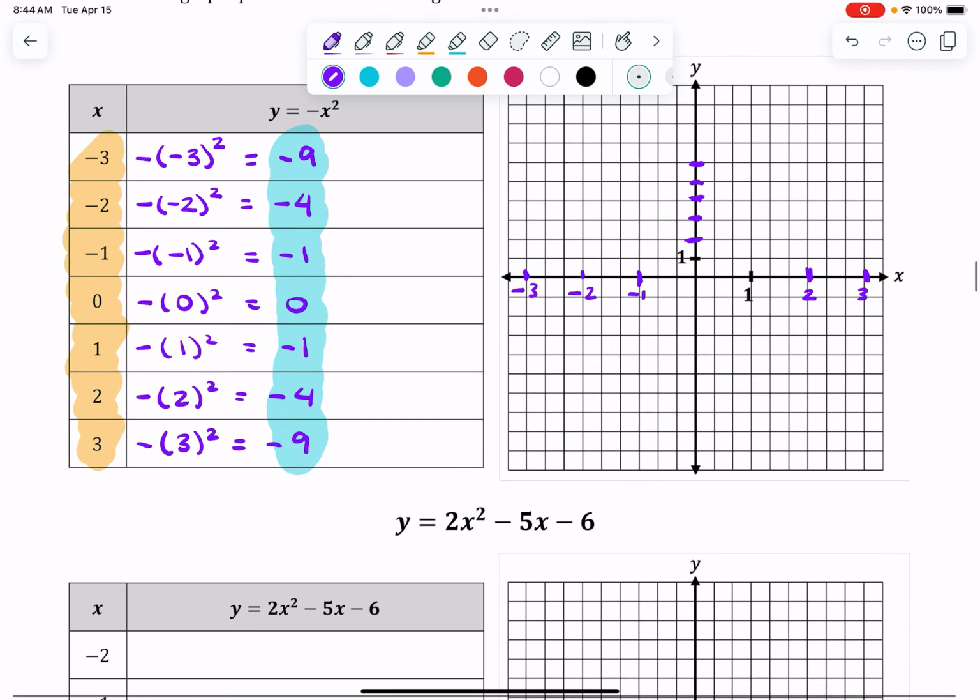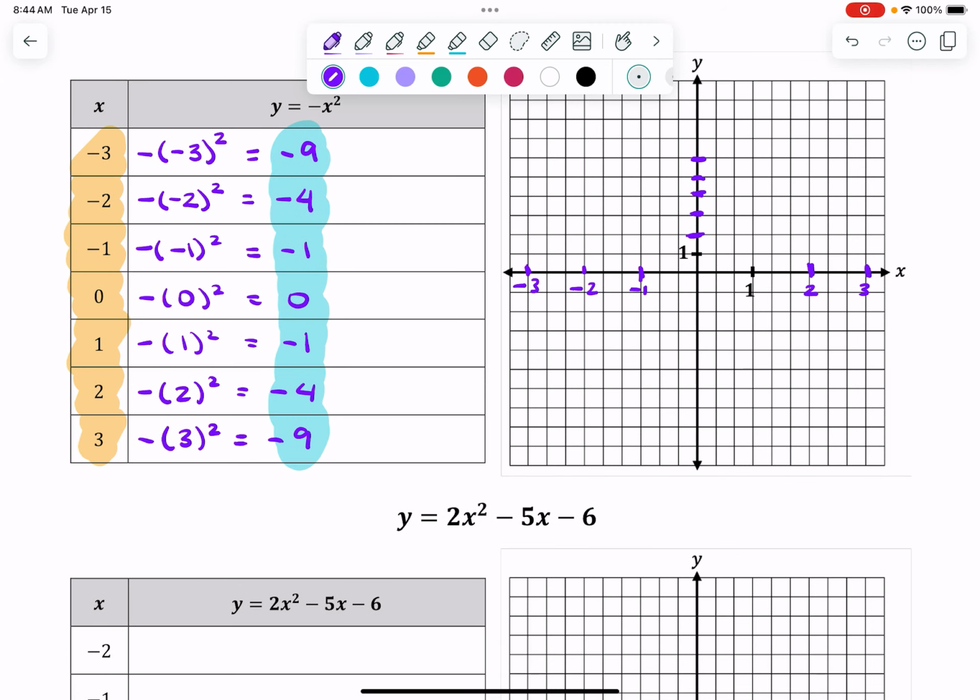All right, as I do this, I'm going to start plotting my points. So I have negative 3, negative 9. 1, 2, 3, 4, 5, 6, 7, 8, 9 is all the way down here. So my first point is this guy. Now I have negative 2, negative 4, negative 1, negative 1, 0, 0.